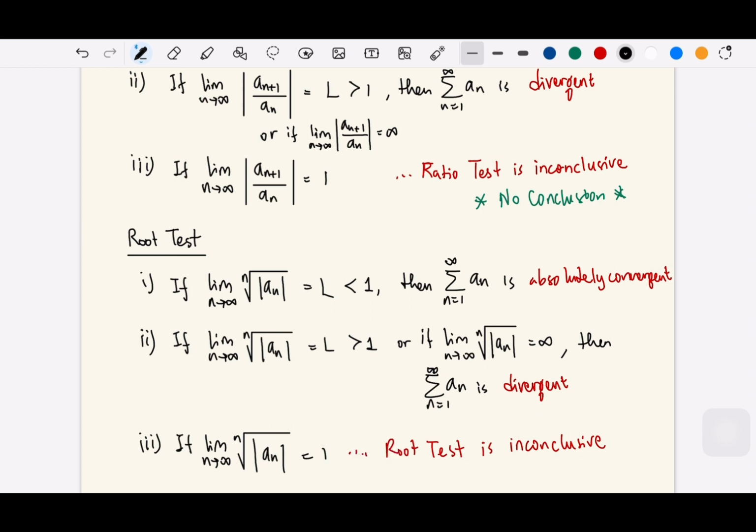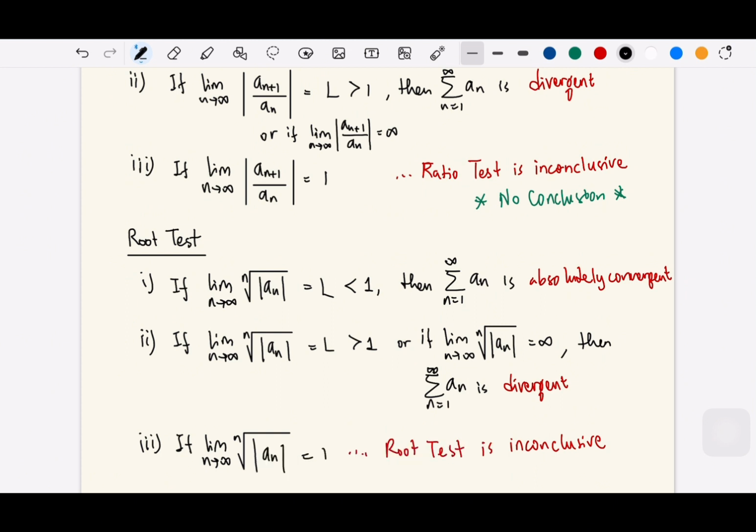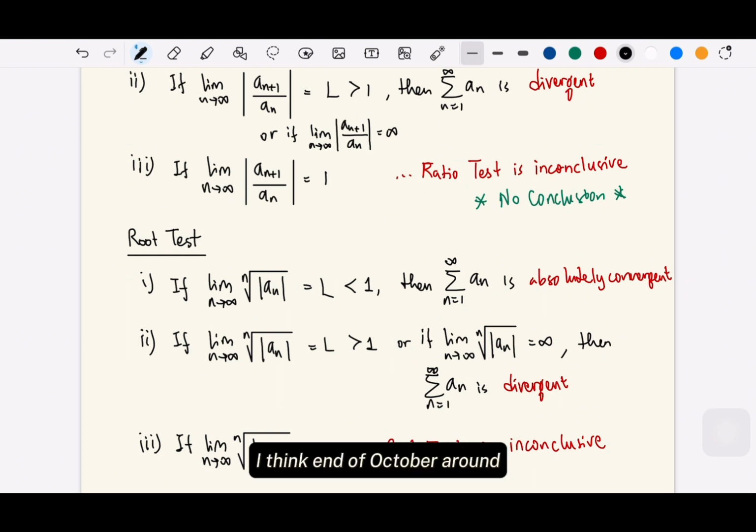When is the midterm? The midterm will be around, I think, end of October.